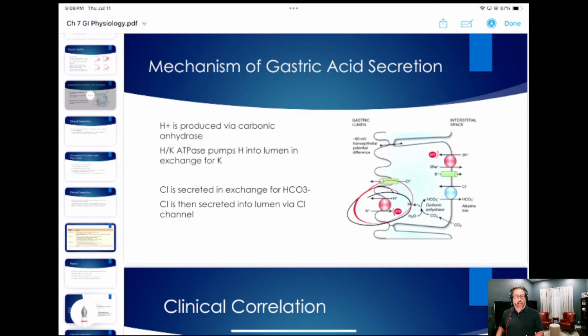This is also why vomiting causes hypokalemia, because you're losing all this potassium in the vomit and it goes away.